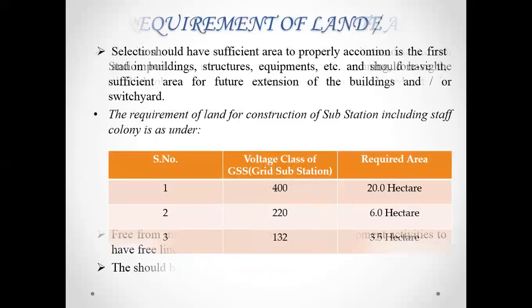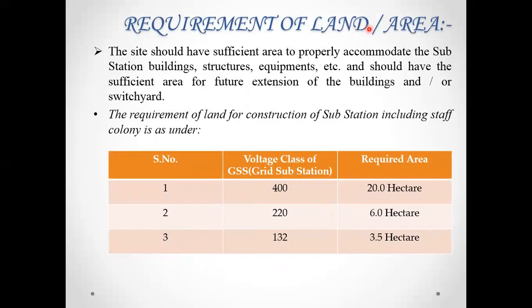So these are the selection criteria for the sites. Now, what are the requirements of the land area for the layout of our grid? The site should have sufficient area to properly accommodate the substation buildings, structures and equipment, and sufficient area for future extension of buildings and switch yard. So we should have enough land, and if in future we have to extend, we should have the area left so that we can extend.